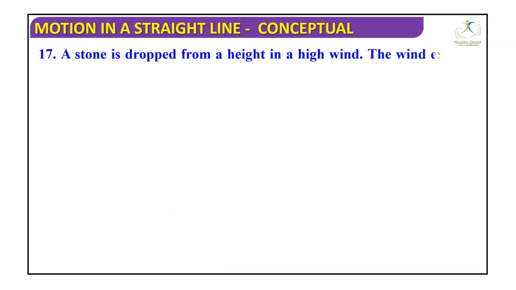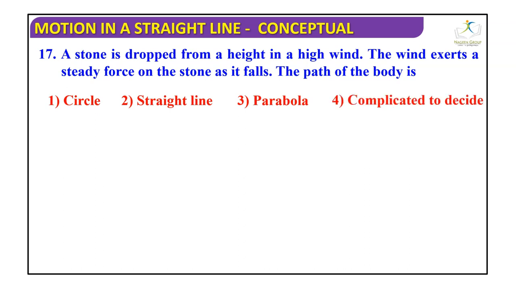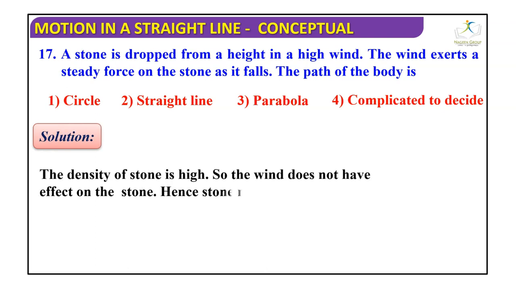Next question: a stone is dropped from a height in a high wind. The wind exerts a steady force on the stone. As it falls, the path of the body is a circle, a straight line, a parabola, or complicated to decide. Let's move with the solution part, students. The density of the stone is high, so the wind does not have an effect on the stone. Hence, the stone moves in a straight line. So the correct option is 2.